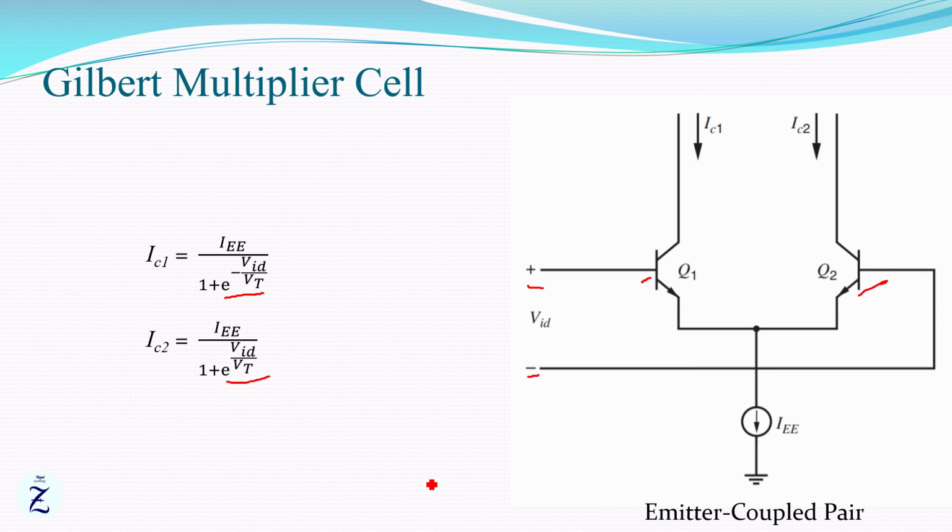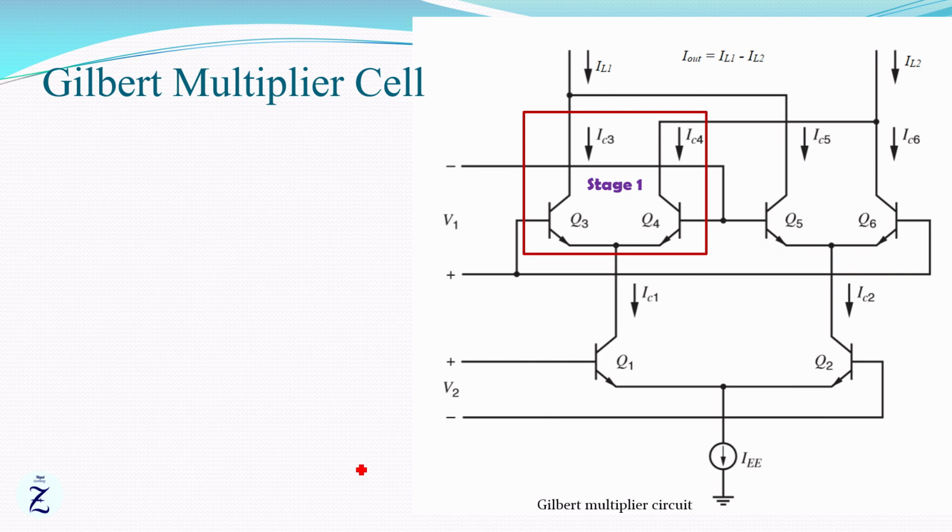Let's consider the emitter coupled pair in stage 1. Here, the current at the emitter coupled junction is the collector current of the transistor Q1, and positive of the input V1 is connected to the base of Q3, and the negative of the V1 is connected to the base of Q4. Hence, the collector currents are IC3 is equal to IC1 divided by 1 plus e raised to minus V1 divided by Vt, and IC4 is equal to IC1 divided by 1 plus e raised to V1 divided by Vt.